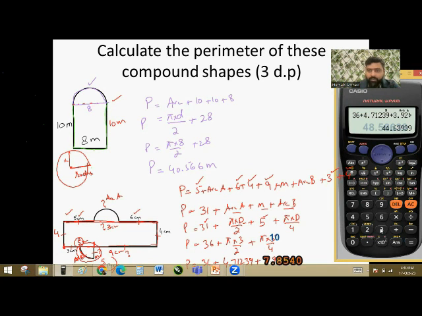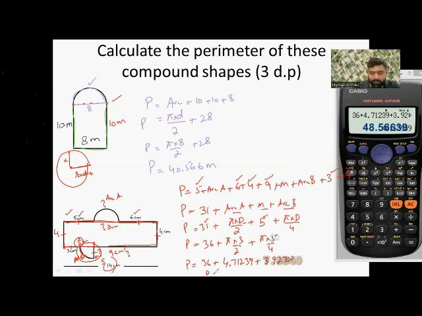So the perimeter of the shape is going to be 48.566 centimeter. This is how we find out the perimeter of any compound shape. First you have to decompose the shape, meaning you have to find out how many shapes are joined together to form that shape. Then we have to find out all the boundary lengths, either it is a straight length or a curved one. Then you have to add them.